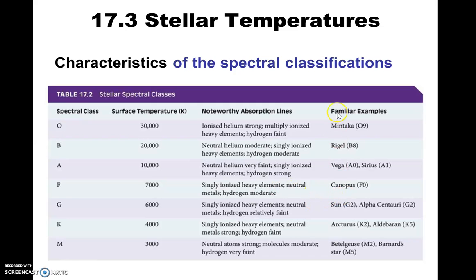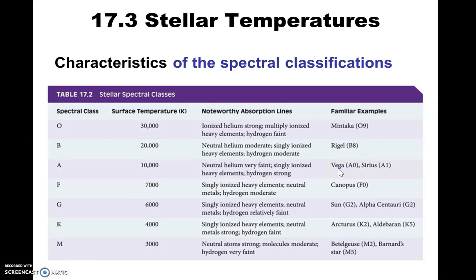And you can go further. Here are some typical examples of some of these different types of stars. For example, Rigel is a very well-known star. It's in the constellation Orion. Vega is a wonderful summer star. It's part of what's called the Summer Triangle.